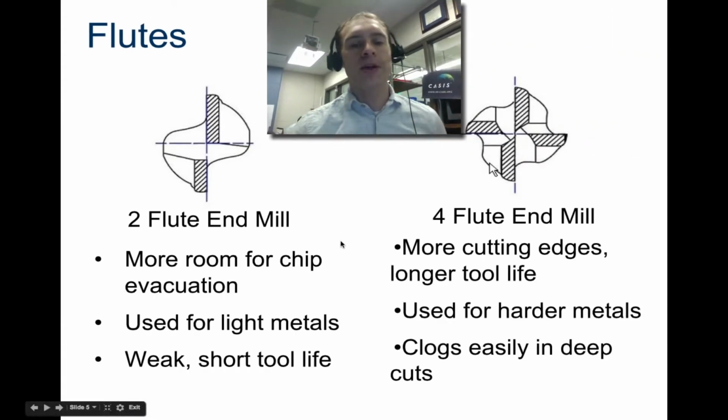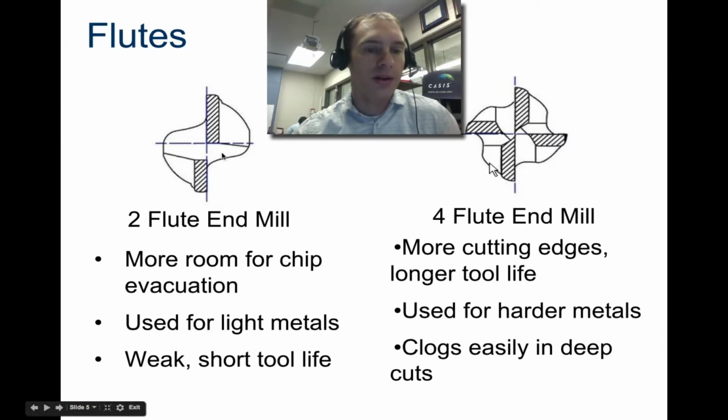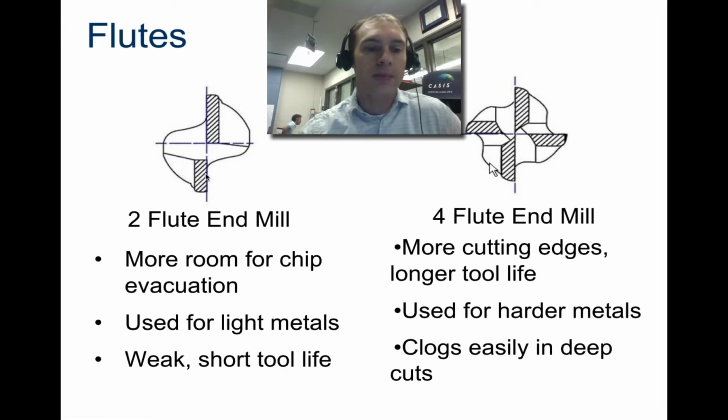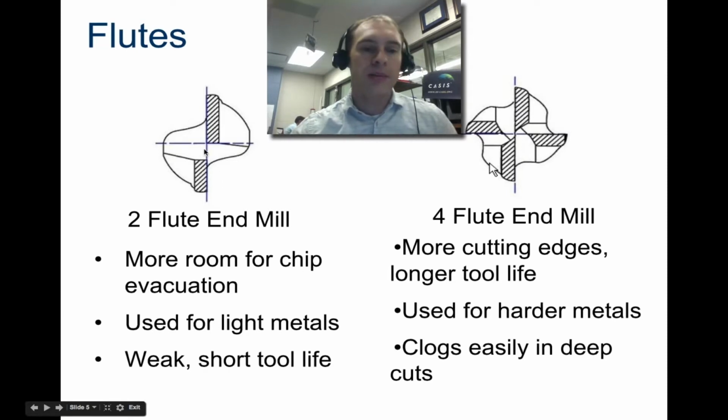So, information about flutes. You might want to even take a screenshot of this and add this part to your notes. This is a two-flute end mill, because you're going to see a picture like this, almost exactly like these, on the final. Two flutes have more room for chip evacuation, so these are pretty significant pieces to note. They're used for lighter metals, but they are weak. They have a shorter tool life, and weak is relative because they're still pretty strong, but two teeth is weaker than four. A four-flute end mill has more cutting edges, so it has a longer tool life.